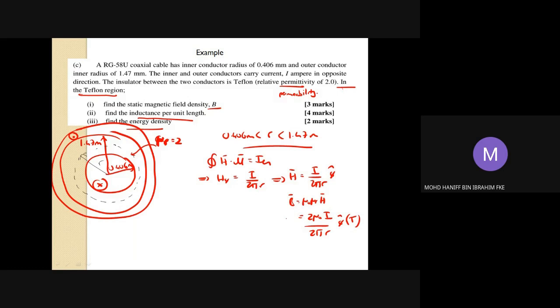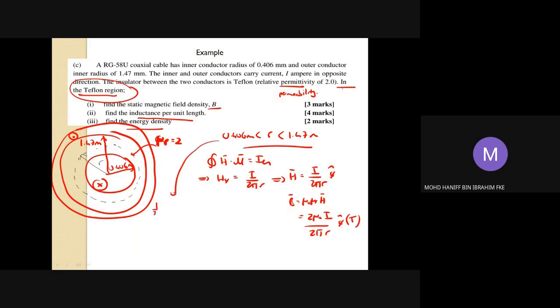Okay, and number 2, we need to find the inductance per unit length in this particular region. Since we want to find the inductance just in the Teflon region, between 0.406 and 1.47 millimeter, we can use two methods. The first one is using the flux. The second one is using the energy. Let us use the energy method. So we need to find the energy within this region.